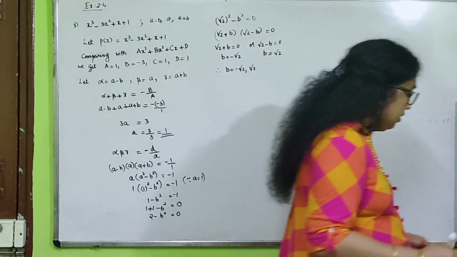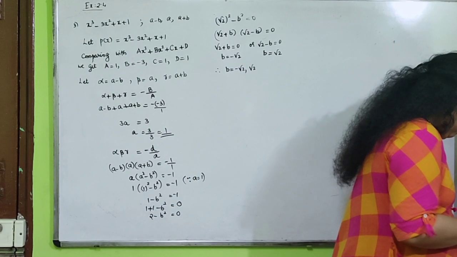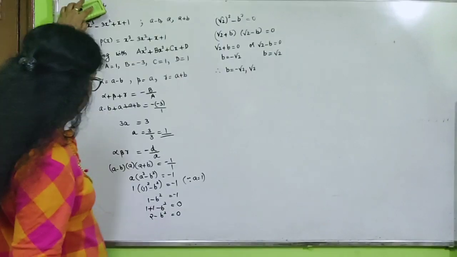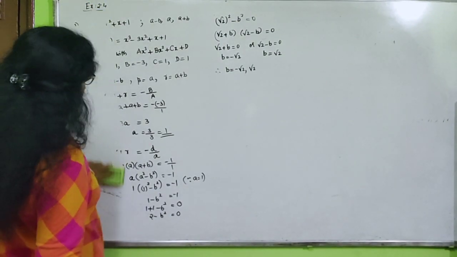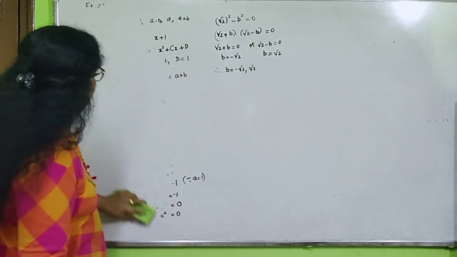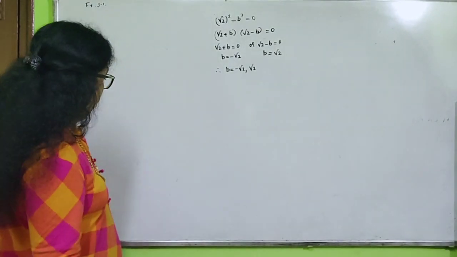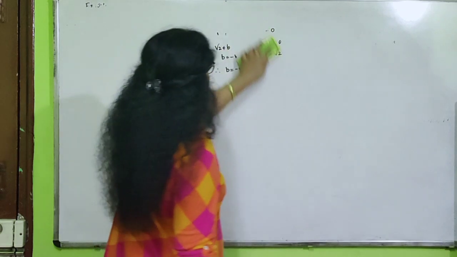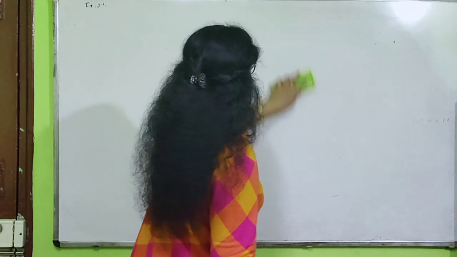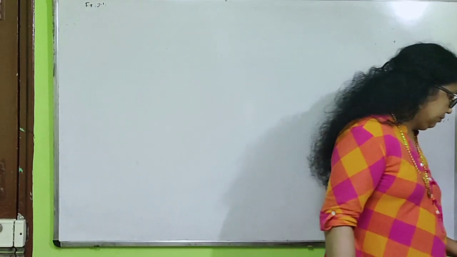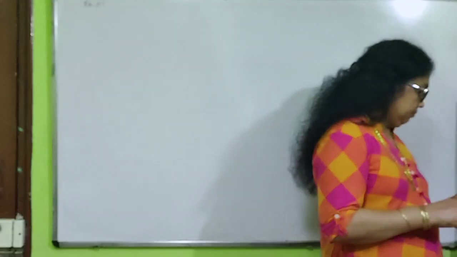Now, the fourth sum. So I think you may have followed this one properly, no? It's very simple sums only. So first, you have to thoroughly read the question. What terms are given? What you have to find out?